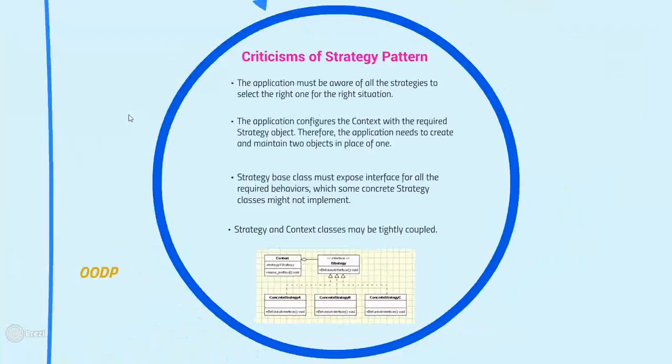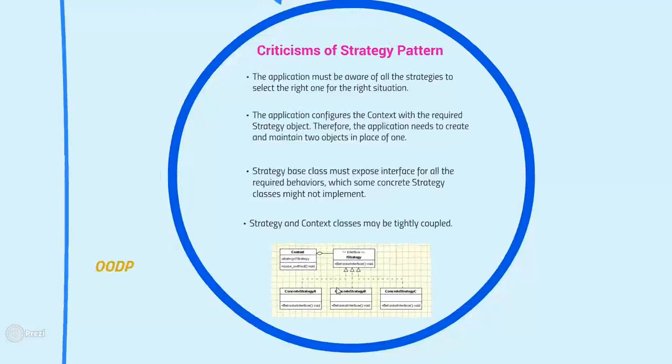So let's see what the criticisms of the strategy pattern are. The application must be aware of all the strategies to select the right one for the right situation, and the application configures the context with the required strategy object. Therefore, the application needs to create and maintain two objects in place of one. And a strategy base class must expose an interface for all the required behaviors, which some concrete strategy classes might not implement.